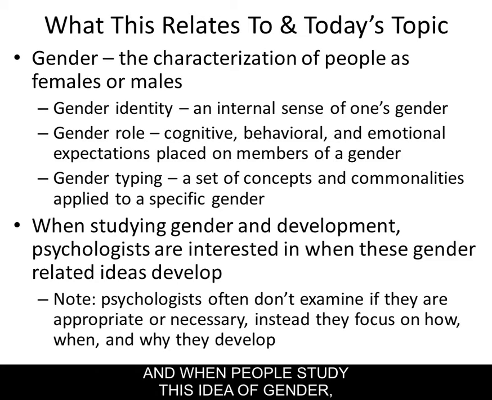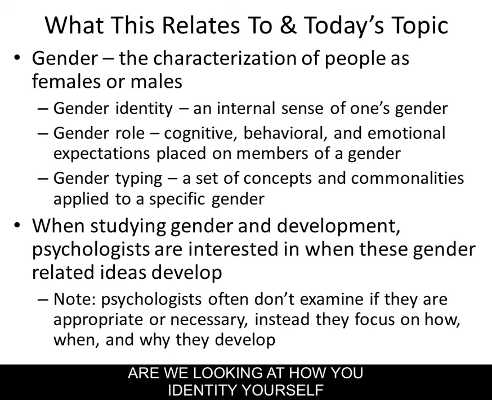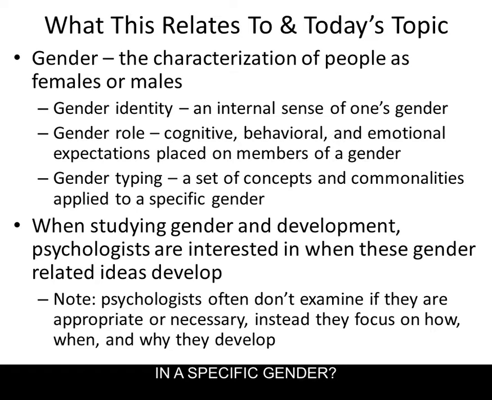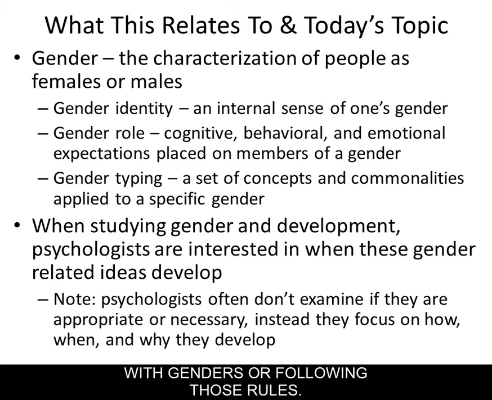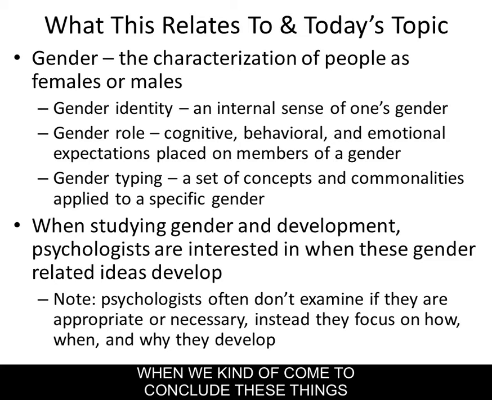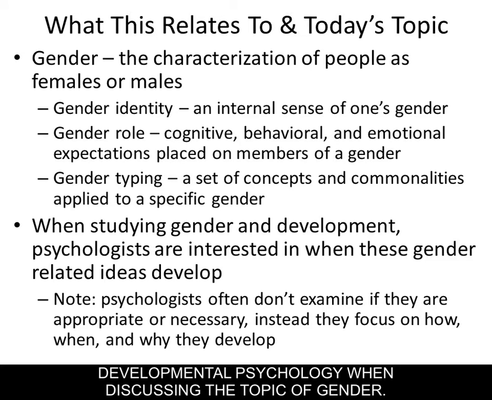When people study this idea of gender, they usually study it under the guise of all three of these different areas. Are we looking at how you identify yourself in a specific gender, learning about different types of roles that we associate with genders, or following those rules, things that we type with specific genders, when we come to conclude these things, or they can change over the lifespan. This is what we look at in the field of developmental psychology when discussing the topic of gender.